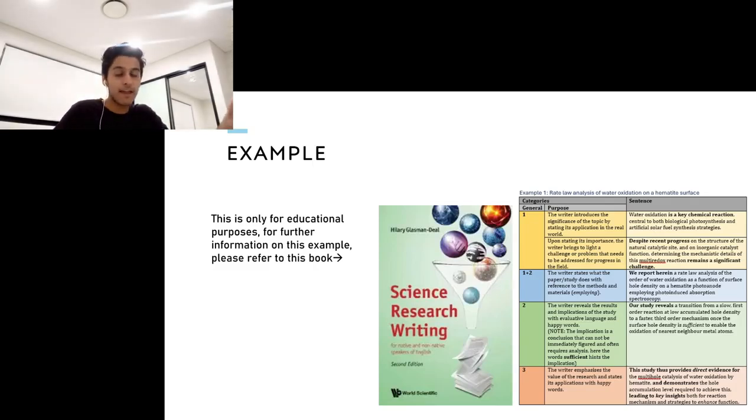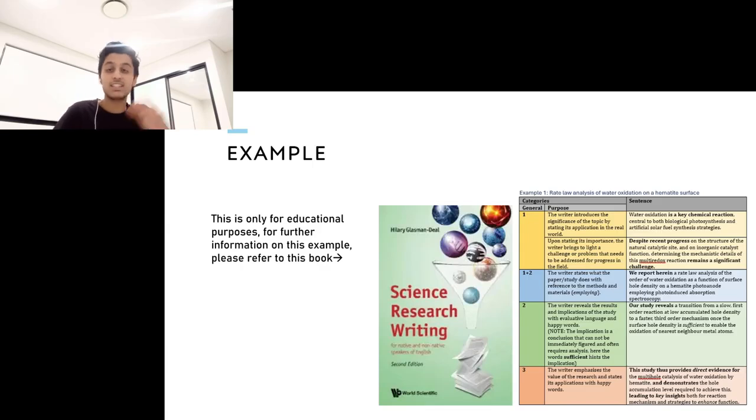So as you can see here, the writer reveals the results, and they've used the word sufficient to enable the oxidation of nearest neighbor metal atoms. This hints the implication. So now they've talked about the results, and then now they're going into that discussion section where they're like talking about the implications. Sufficient to enable the oxidation of nearest neighbor atoms. Last section. The writer emphasizes the value of the research and states its application with happy words.